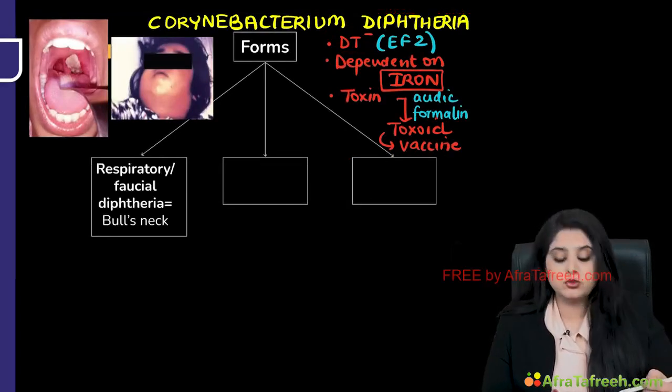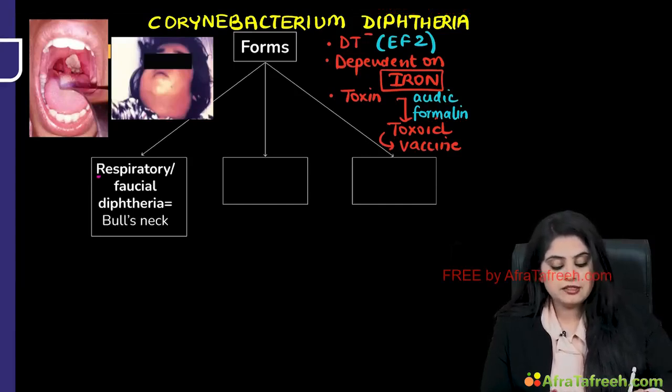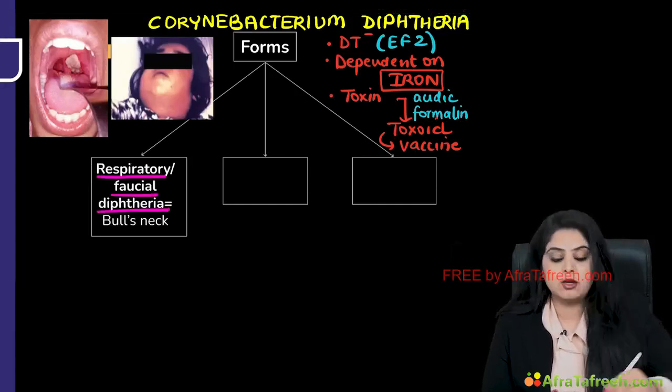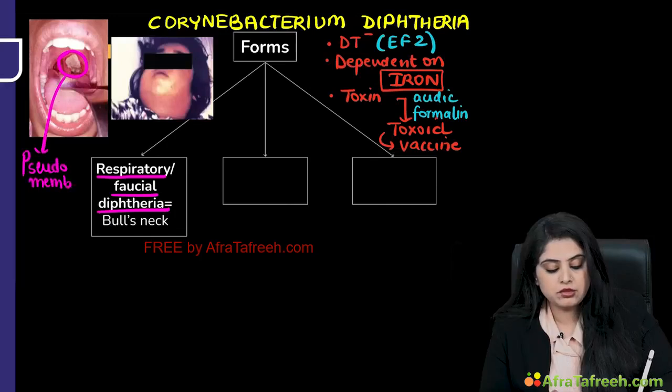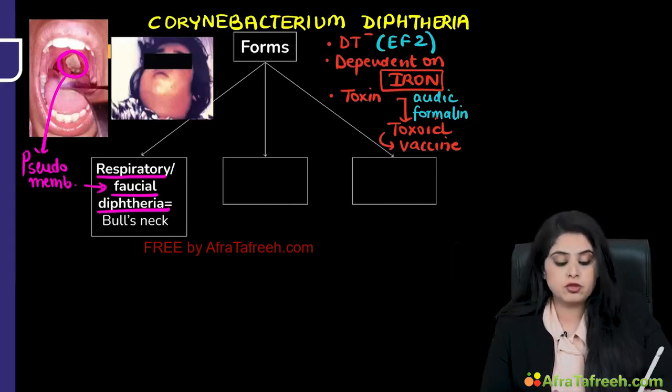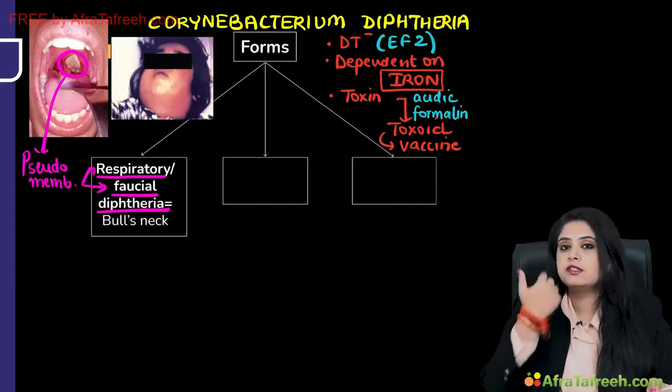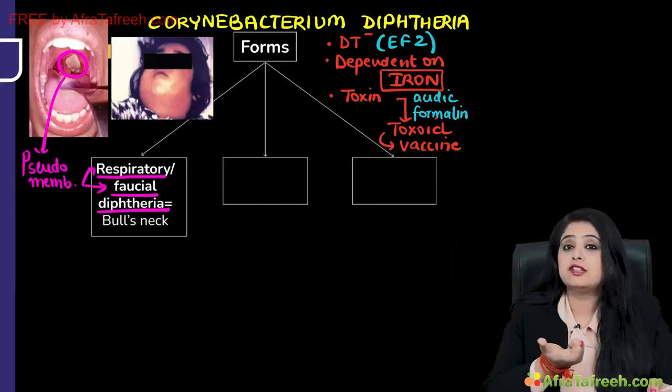The first one, which is the most common that you see in front of you, is the respiratory or the faucial diphtheria. What do you see in it? I can see there is a pseudomembrane that has gotten deposited onto the soft palate. So this pseudomembrane is the reason that it's called faucial or respiratory, because this is in the soft palate and the laryngeal, so it's a respiratory area.